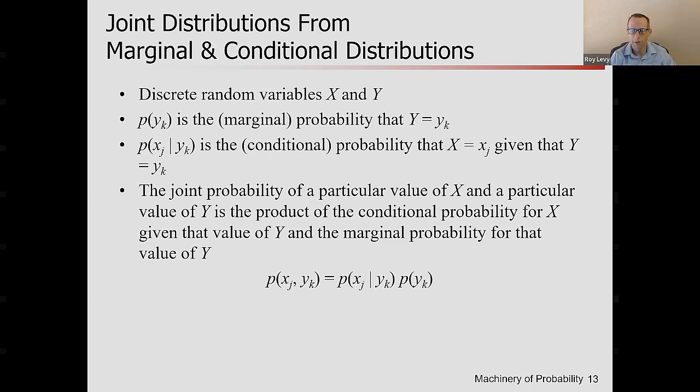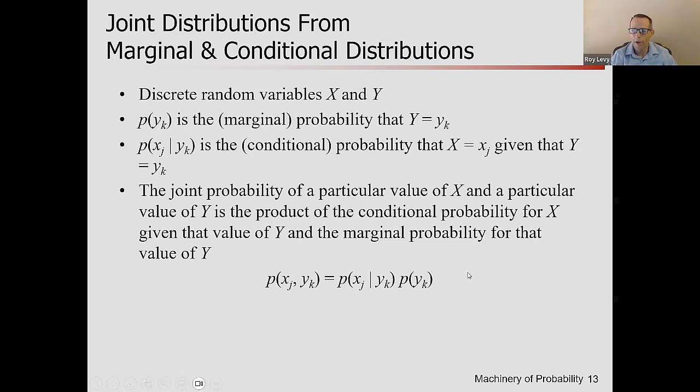Then, okay, a lot of words coming. The joint probability of a particular value x and a particular value y is the product of the conditional probability for x given that value for y and the marginal probability for that value of y. Okay, that's a lot of words there, but here's the idea. If I know what the probability for y is all by itself, that's all the way on the right-hand side, and I know the probability for x given that y takes on that value, then multiplying the two together gives me the probability of both of those things occurring.